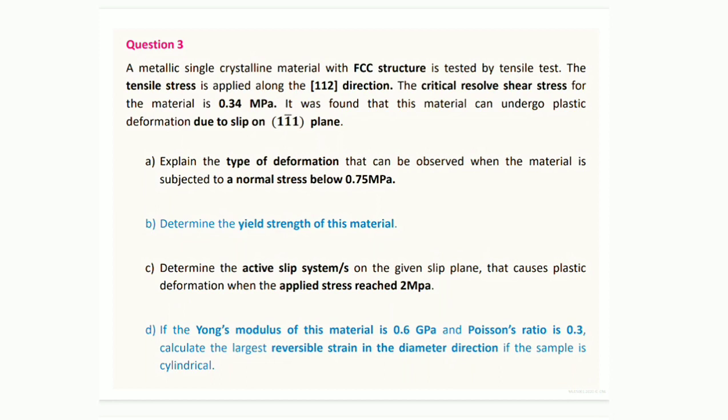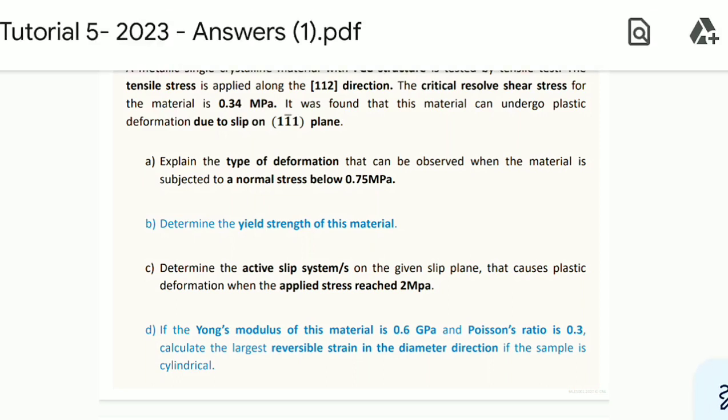The question says a metallic single crystalline material with FCC structure is tested by a tensile test. A material is being tested by a tensile test, and the tensile stress is applied along the 112 direction. Tensile stress is actually the force that has been applied along the 112 direction. The direction of application of force has been given, which we can write as the direction of force.